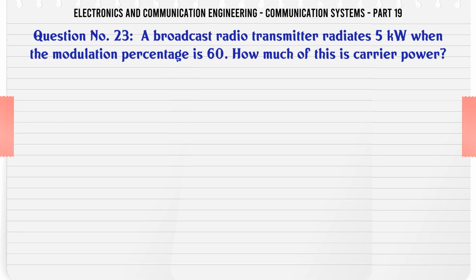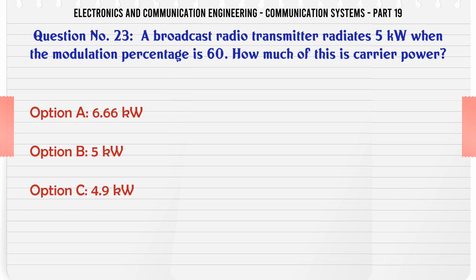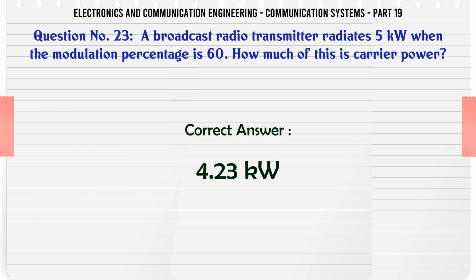A broadcast radio transmitter radiates 5 kW when the modulation percentage is 60. How much of this is carrier power? A. 6.66 kilowatts, B. 5 kilowatts, C. 4.9 kilowatts, D. 4.23 kilowatts. The correct answer is 4.23 kilowatts.